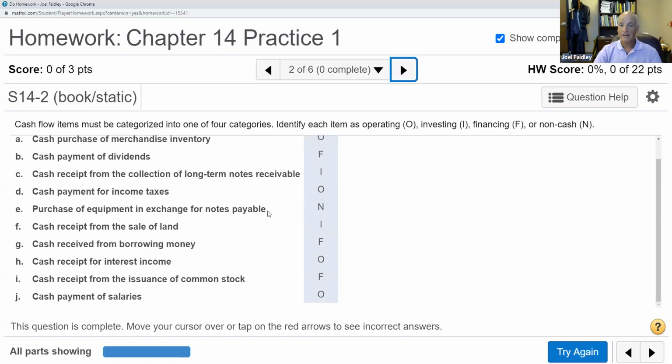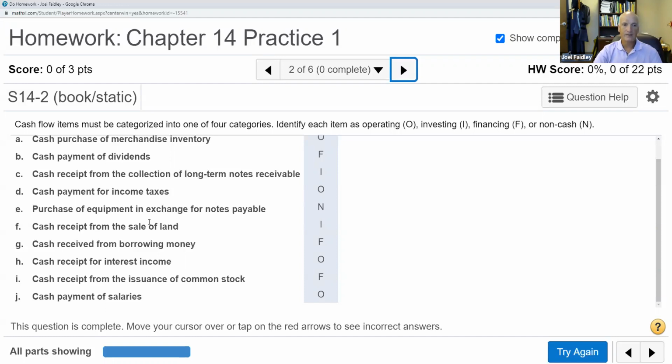Purchase of equipment in exchange for a notes payable. Well, that's a non-cash item. Now, that's something I haven't touched on. So there's no cash involved. That's something you just highlight at the bottom of the page below the line items of what you're actually calculating. It's almost like a footnote disclosure.